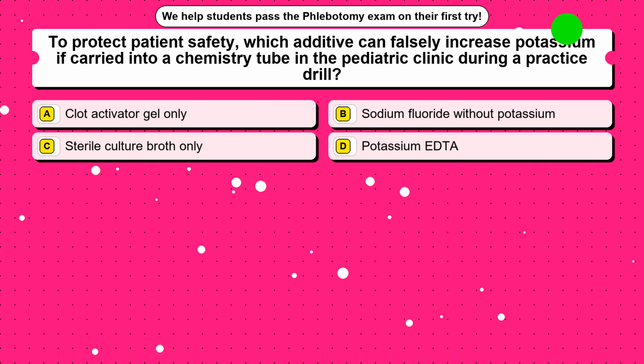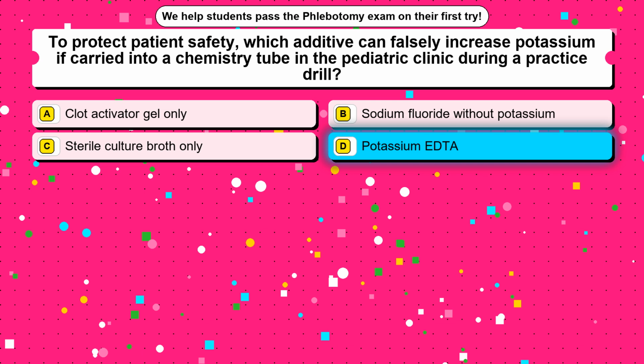Question 79. To protect patient safety, which additive can falsely increase potassium if carried into a chemistry tube in the pediatric clinic during a practice drill? Option A. Clot activator gel only. Option B. Sodium fluoride without potassium. Option C. Sterile culture broth only. Option D. Potassium EDTA. The correct answer is option D.